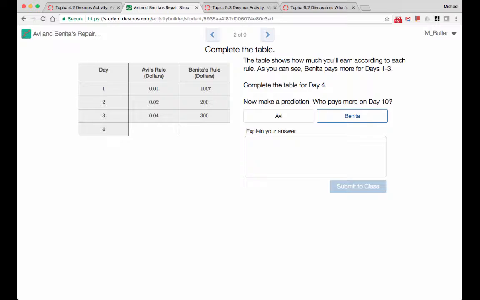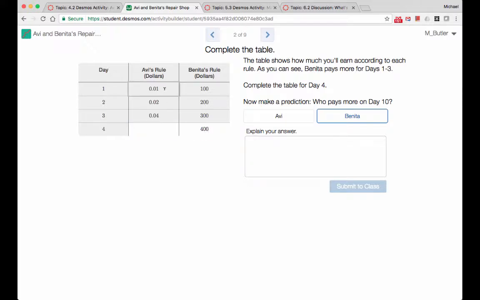So Benita's rule appears to be adhering to a linear function, because every day she goes from $100 to $200 to $300, so every day she's increasing by $100. So on the 4th day, with Benita's workshop pay schedule, you'd be making $400.